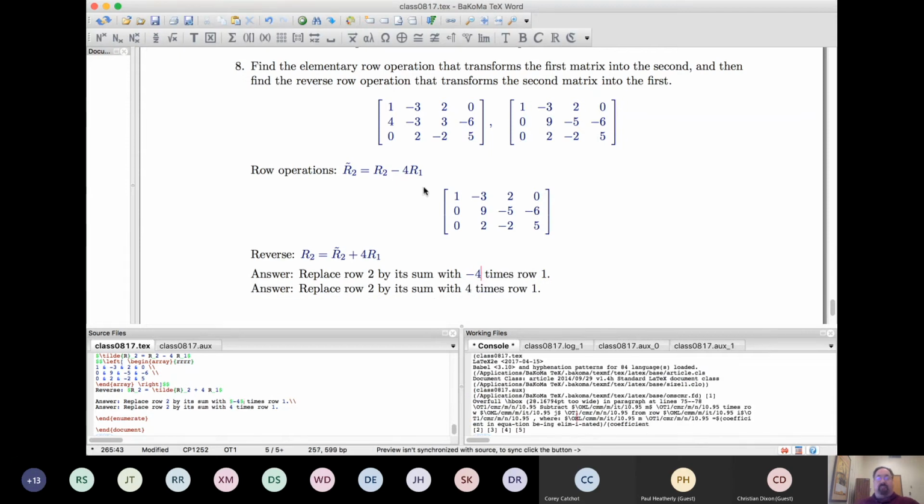You add minus 4 times the first row to the second to go back. You replace row 2 with plus 4 times the first row added to the second. It'll be easier to see why it works that way when we get to the inverse of a matrix sometime later in the semester.